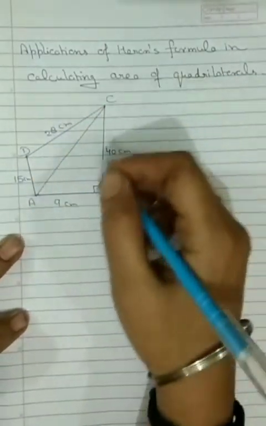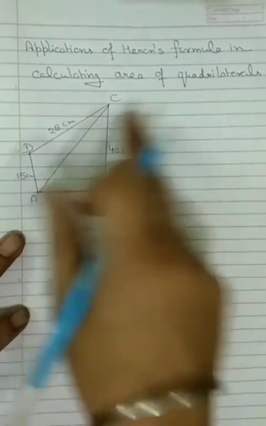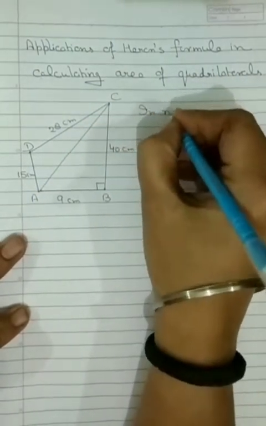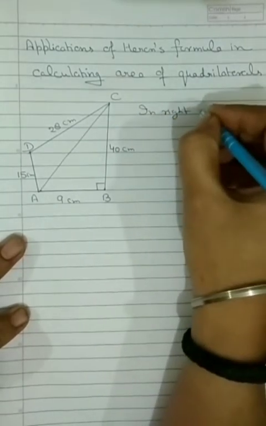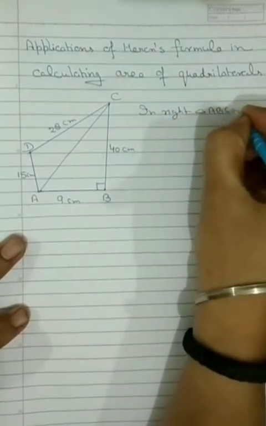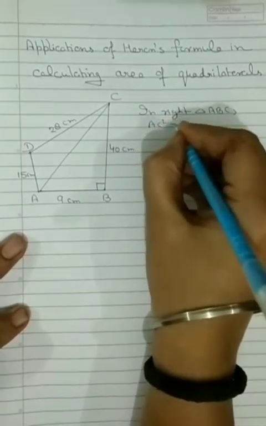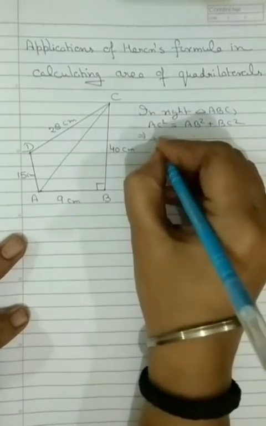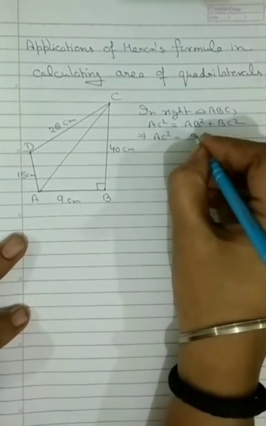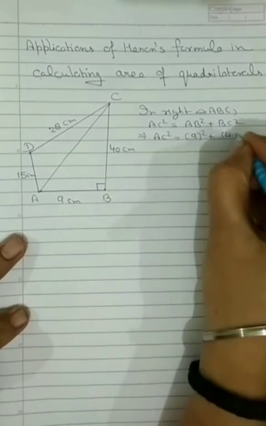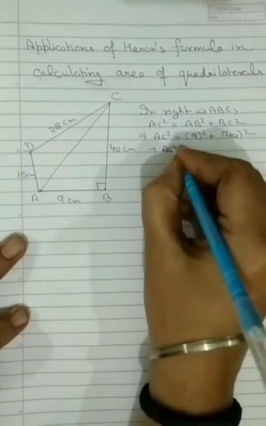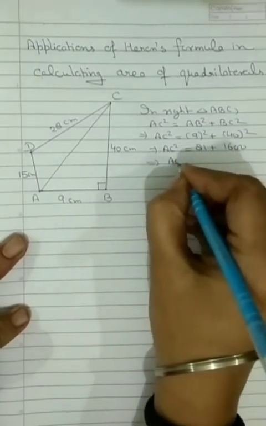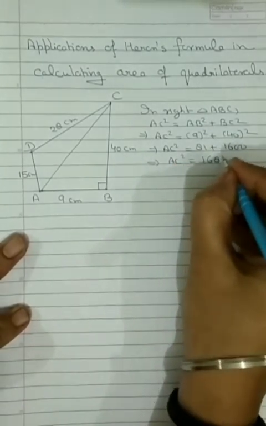To calculate AC, as it is a right angle triangle, we'll apply here Pythagoras theorem. In right angle triangle ABC, we know AC square is equal to AB square plus BC square. Here AC square is equal to 9 square plus 40 square. If we calculate it, it will come 81 plus 1600. It gives AC square is equal to 1681.